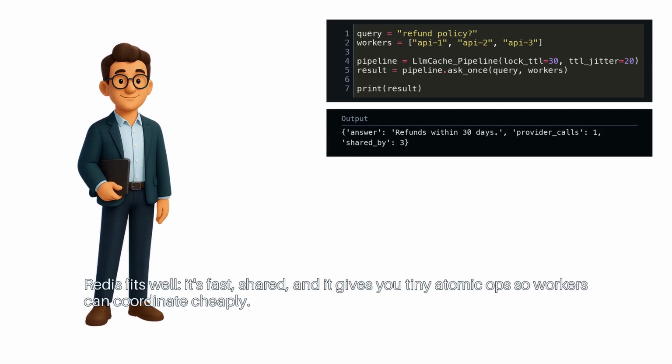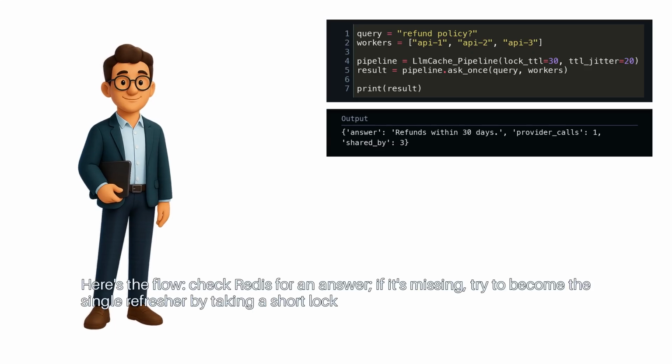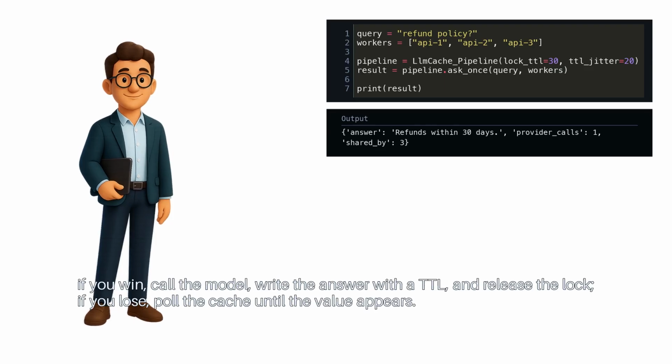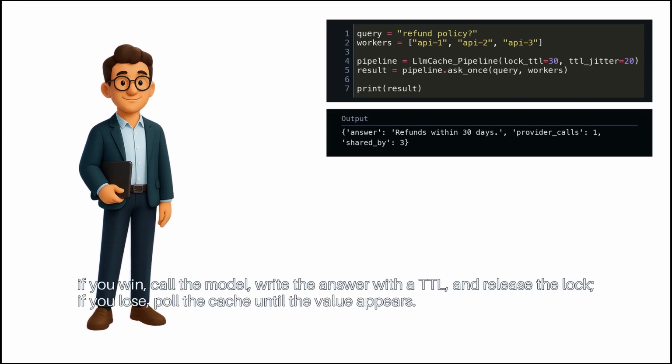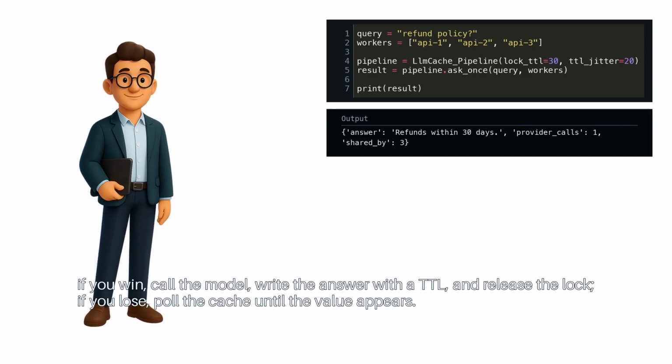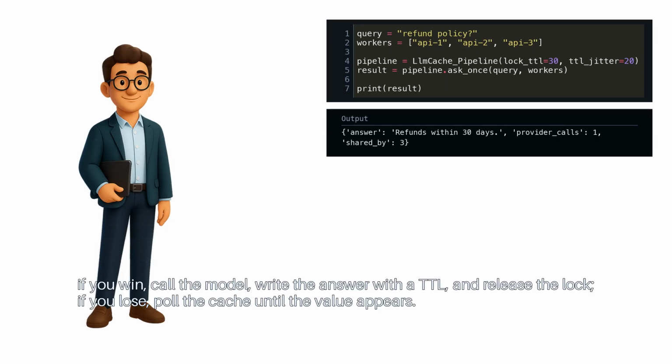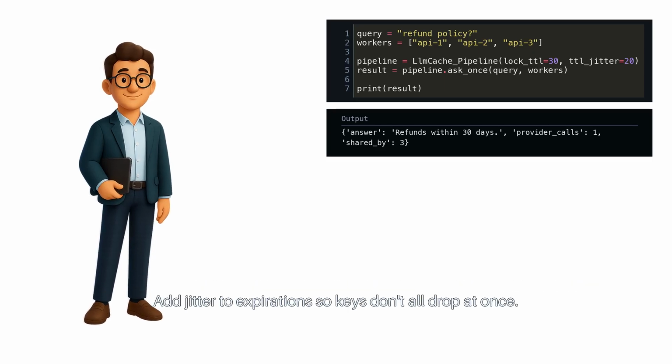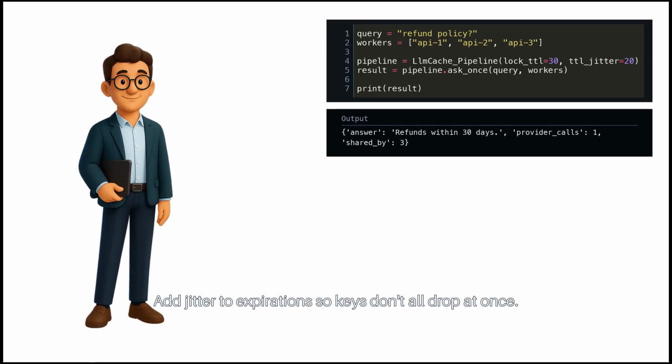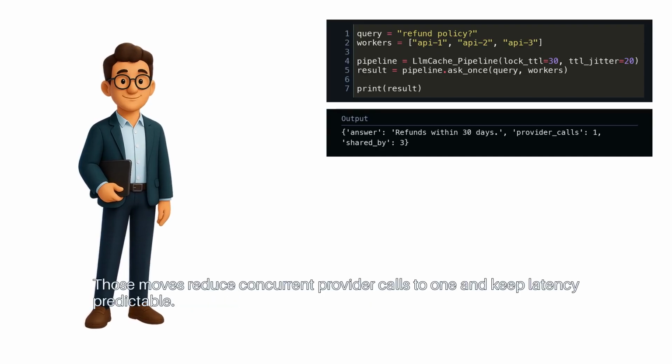Redis fits well. It's fast, shared, and it gives you tiny atomic ops so workers can coordinate cheaply. Here's the flow. Check Redis for an answer. If it's missing, try to become the single refresher by taking a short lock. If you win, call the model, write the answer with the TTL, and release the lock. If you lose, poll the cache until the value appears. Add jitter to expirations so keys don't all drop at once. Those moves reduce concurrent provider calls to 1 and keep latency predictable.